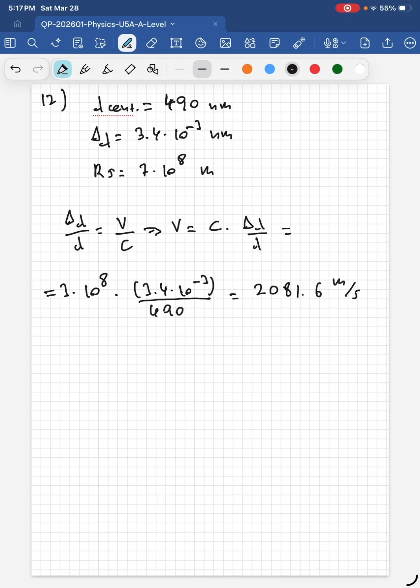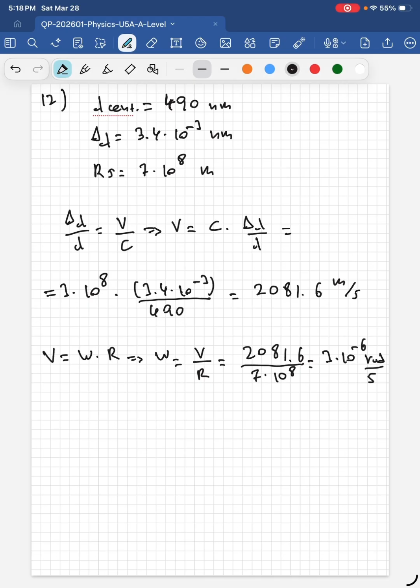2081.6 meters per second. And then the angular velocity can be calculated by using V equals omega r. So omega is V over r, or 2081.6 over 7 times 10 to the 8, which yields 3 times 10 to the negative 6 radians per second. And this was question 12.